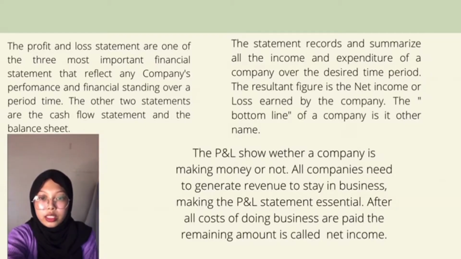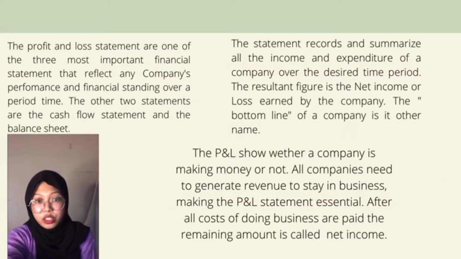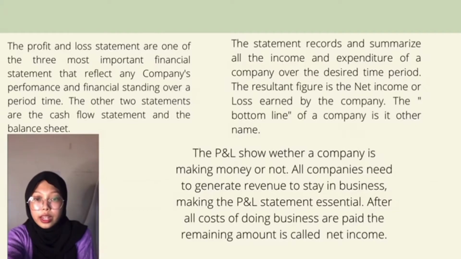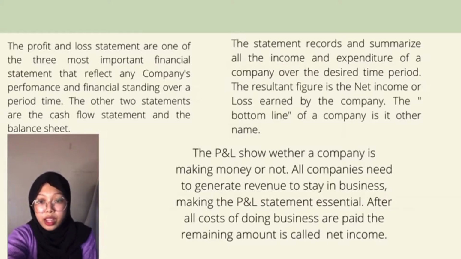The statement records and summarizes all the income and expenditure of a company over the desired time period. The resultant figure is the net income or loss earned by the company. The bottom line is its other name. The profit and loss statement shows whether a company is making money or not. All companies need to generate revenue to stay in business, making the P&L statement essential. After all costs of doing business are paid, the remaining amount is called net income.